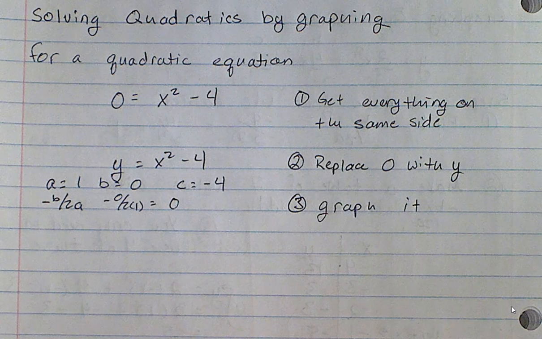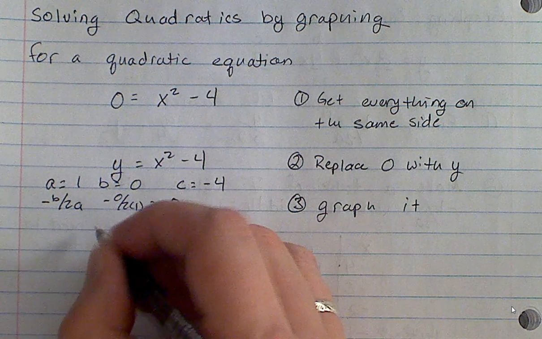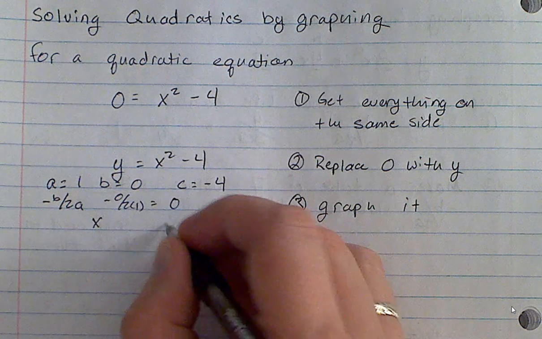Okay, cool. Now you're going to make a table of 7 values. So here's x and here's y.